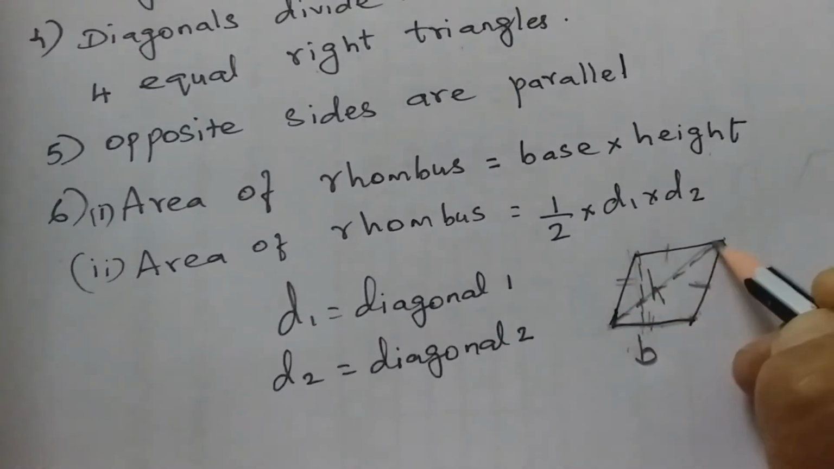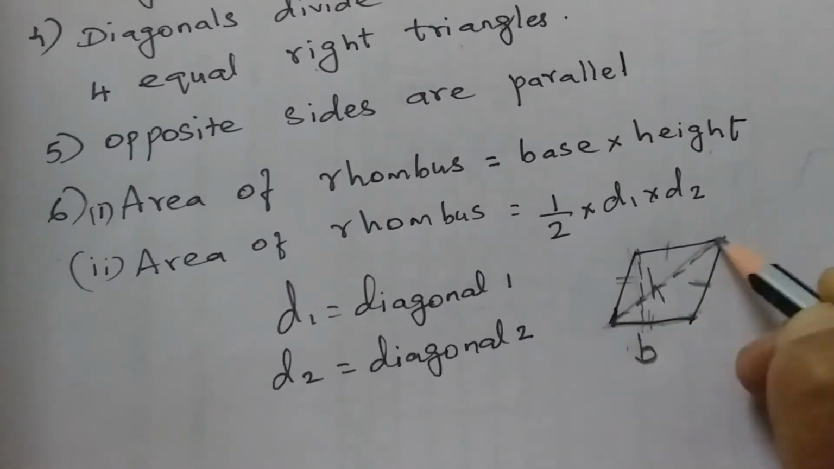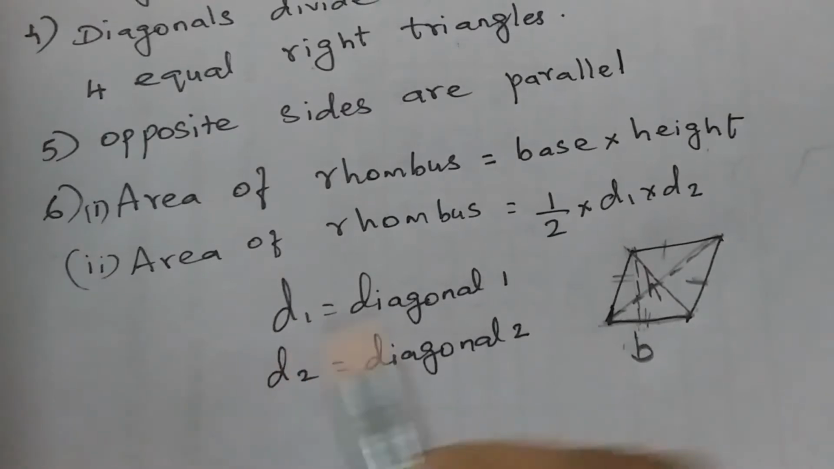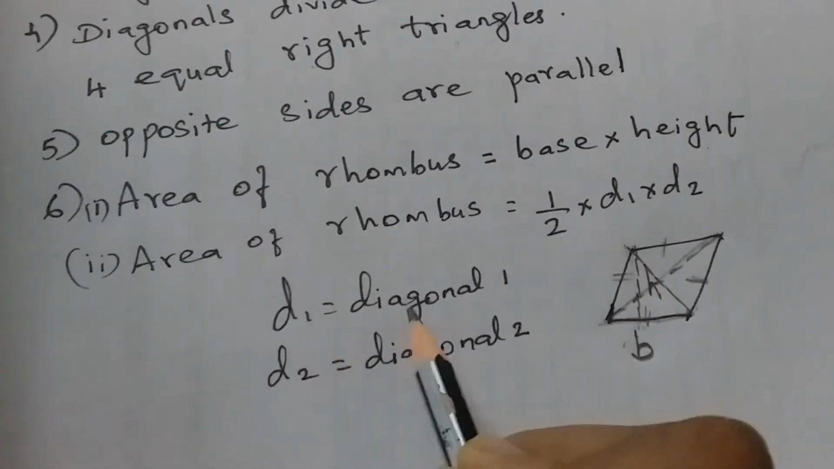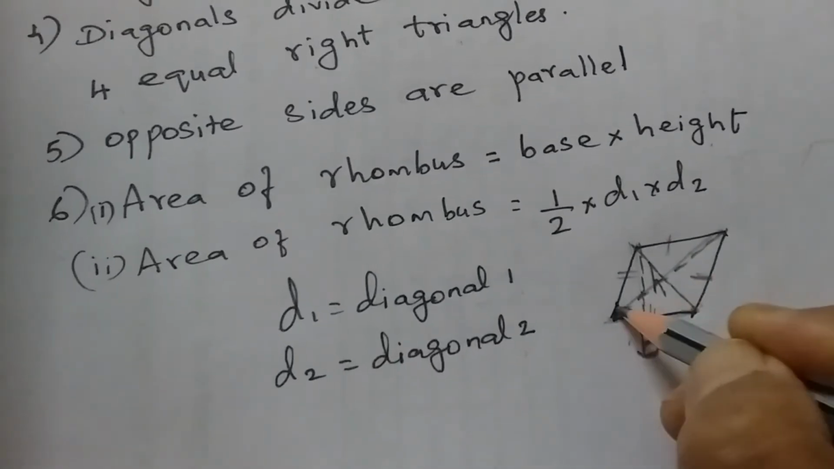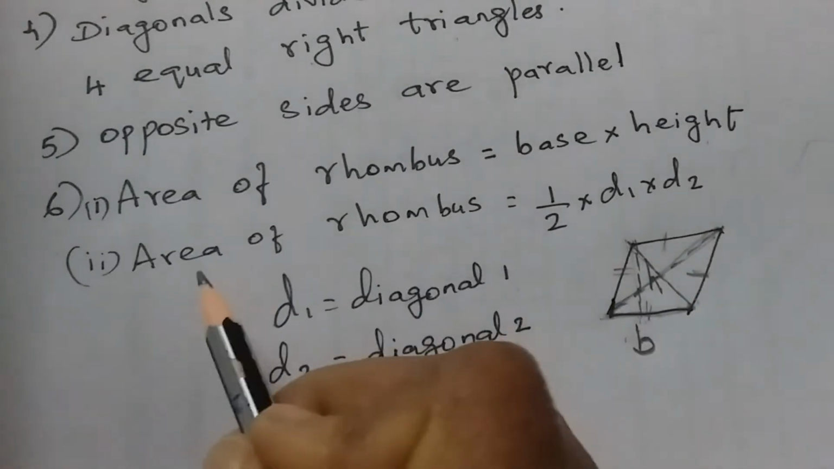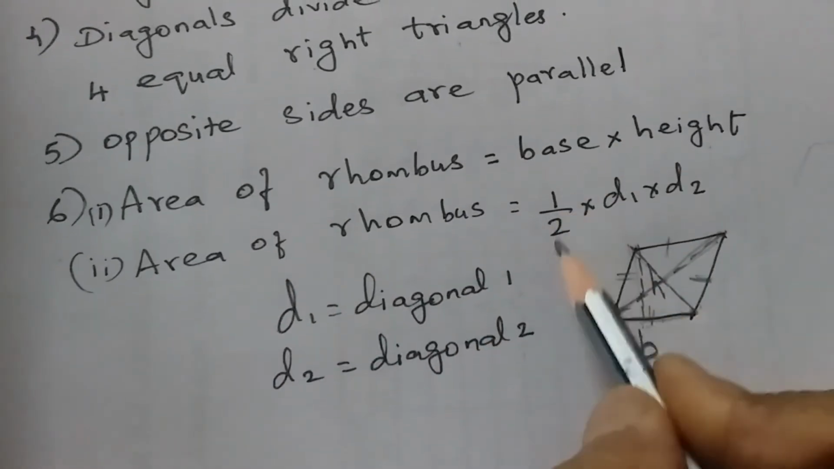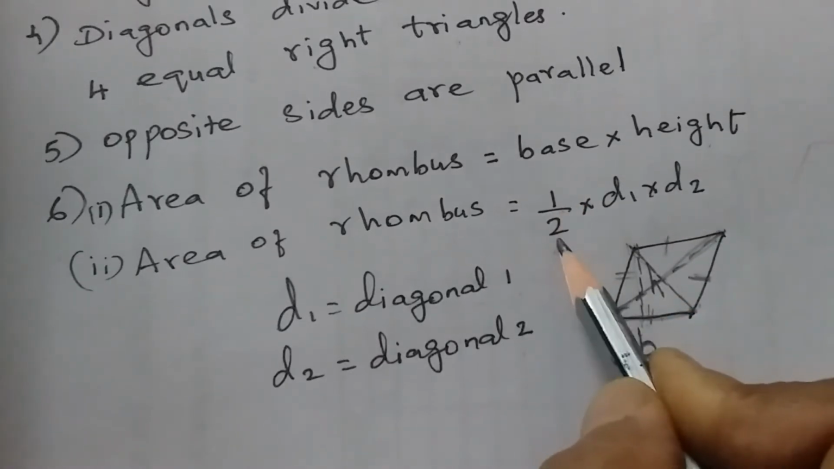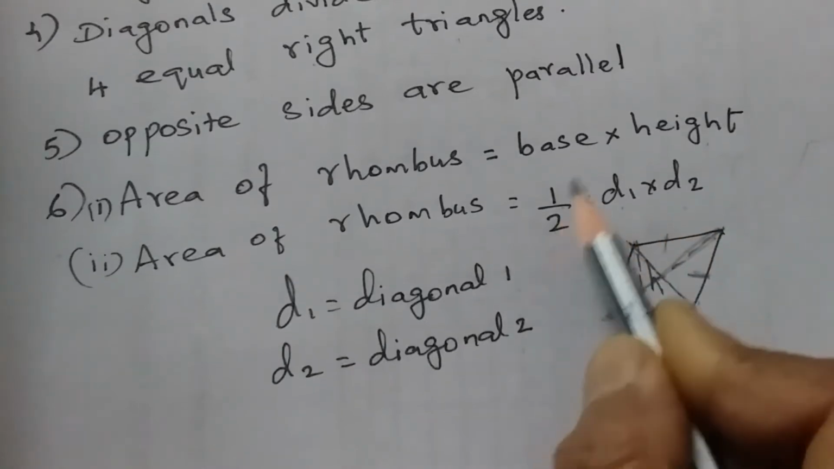This is one diagonal joining opposite corners, opposite vertices. This is a diagonal and this is a diagonal. As there are 2 diagonals, we denote them as D1, which is diagonal 1, and D2, which is diagonal 2. If you are given the measurements of the 2 diagonals, then the area of the rhombus is half into D1 into D2. What is half? It is 1 by 2 into D1 into D2. This is the area of the rhombus.